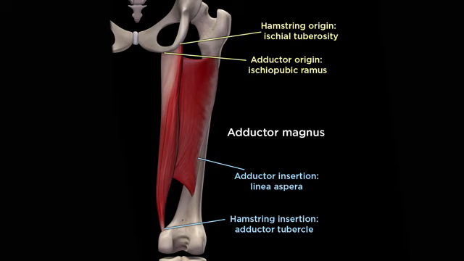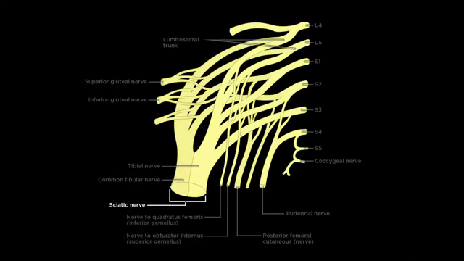But the adductor magnus also has what's called its hamstring portion, which takes origin off the ischial tuberosity and inserts on the adductor tubercle, projecting off the medial epicondyle of the femur. Like the hamstrings of the posterior thigh, the hamstring portion of the adductor magnus extends the thigh and is supplied by the sciatic nerve.